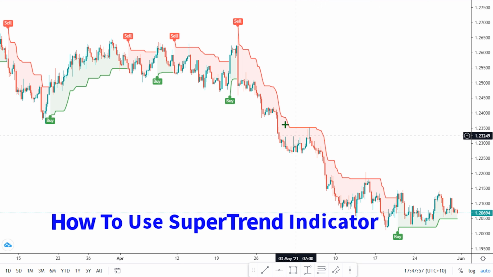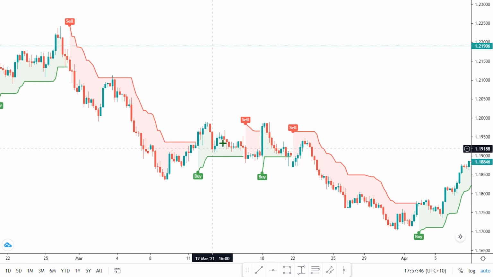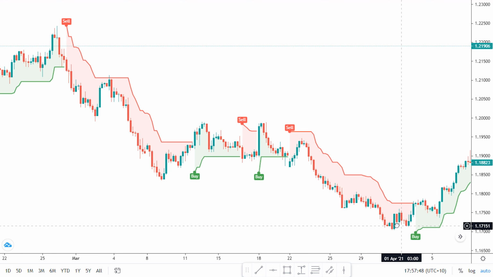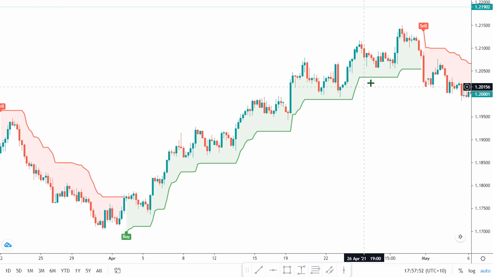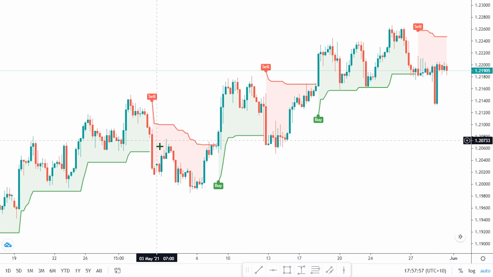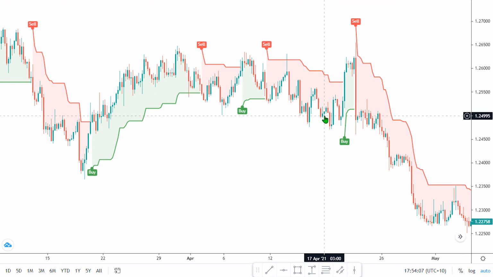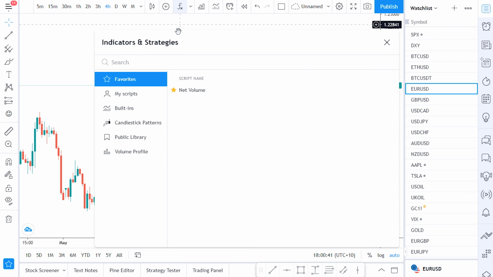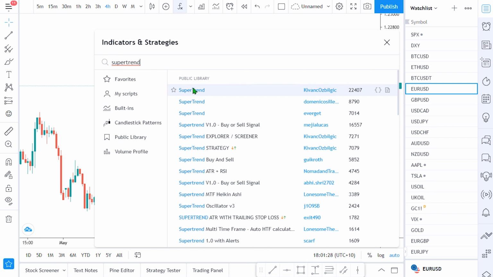So what is the SuperTrend Indicator? The SuperTrend Indicator is an overlay trend-following indicator on your trading chart. It is much like a moving average that shows you the current trend direction. The indicator works well in a trending market, but can give false signals when applied in a market trading within the range. To apply this indicator on TradingView, search the keyword SuperTrend Indicator and left-click the SuperTrend Indicator option to apply it on your trading chart.